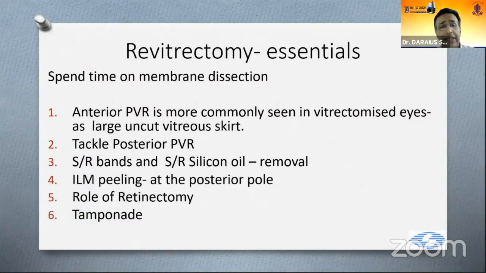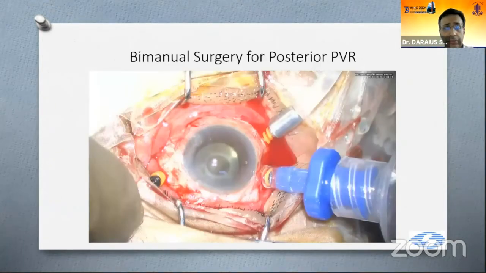Spend time on membrane dissection. This is because anterior PVR is more commonly seen in a vitrectomized eye. Normally, we find that the previous surgeon or ourselves have left a large uncut vitreous skirt causing it. Then move on to posterior PVR, remove the subretinal bands or subretinal silicone oil or PFCL as we saw, do the ILM peeling, consider the role of retinectomy, which has already been discussed, and then decide about the choice of tamponade.